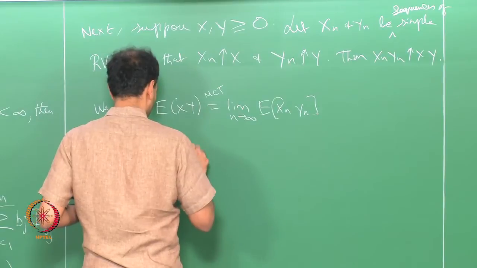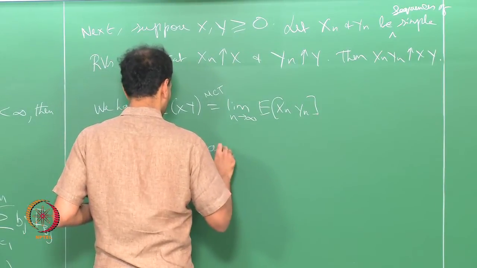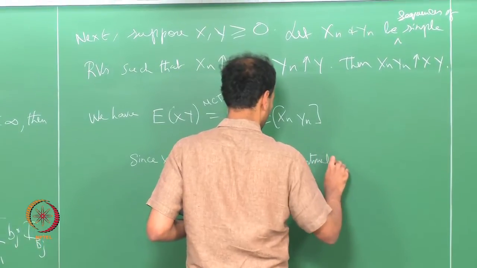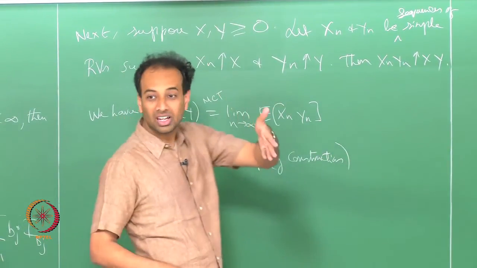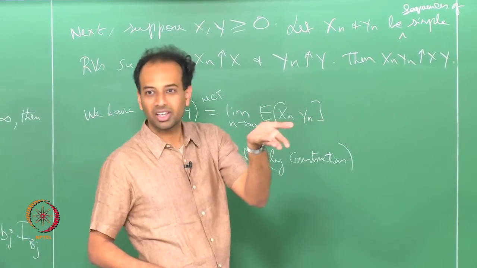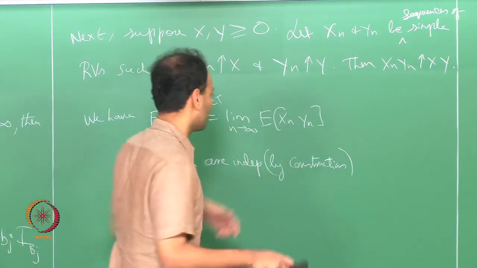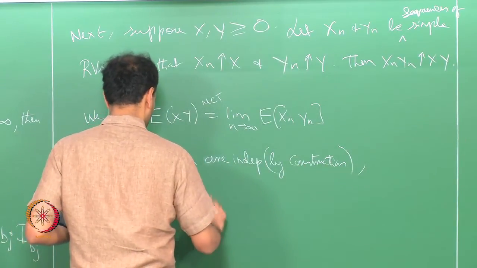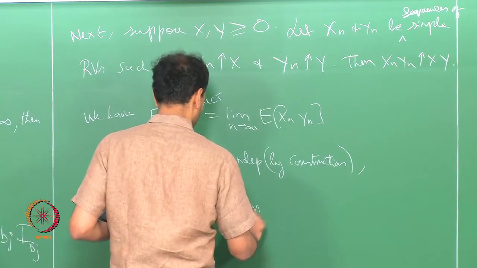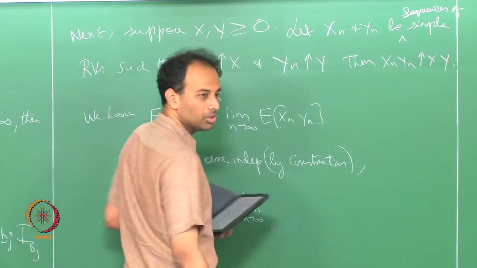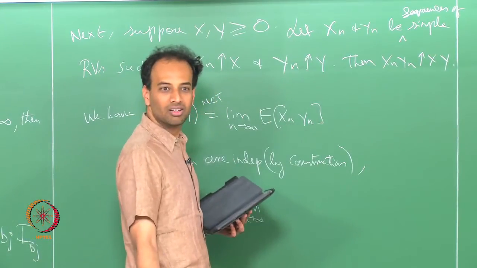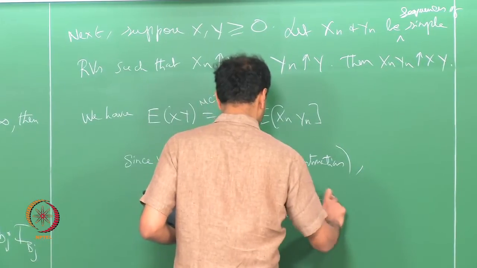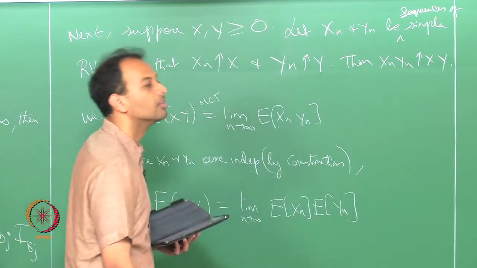Since X_n and Y_n are independent by construction, this is what I mean. With the way we constructed the approximating sequence, you can verify that X_n and Y_n are in fact independent. So, expectation of XY equals limit n tending to infinity. You know that for simple random variables, you have shown that independent random variables are uncorrelated in the previous lecture. So, this will become expectation of X_n times expectation of Y_n.